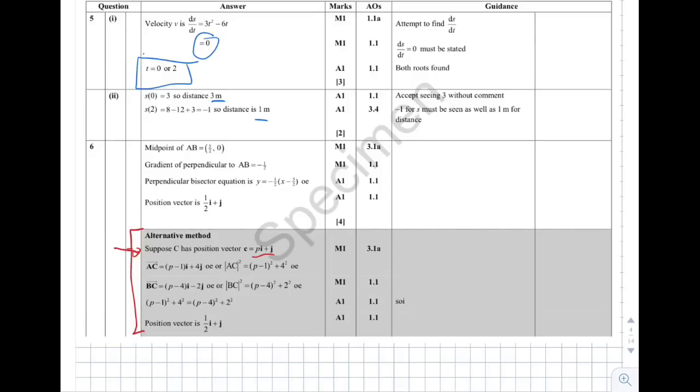Now what they've done is found that the midpoint of AB is at 5, 2, 0. So they found the midpoint of the 2 points. Let's say it looks something like that. The gradient of the perpendicular is -1/2. So then they've found the perpendicular bisector.